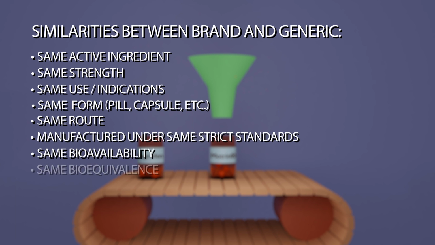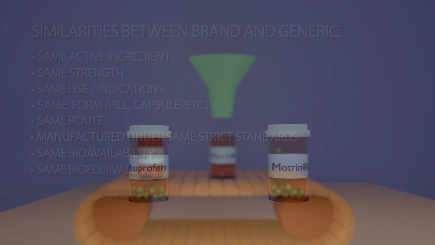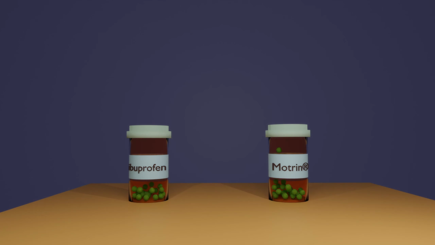Bioavailability is the extent and rate of active ingredient, the drug, being released into the bloodstream. Generic medication delivers the same amount of active ingredient into the bloodstream at the same speed as the original drug, and the same amount goes into the body within the same time frame. Bioequivalence means the generic medication will produce the same effect in the body and is as safe and effective as the brand name drug. Now, let's see the differences.